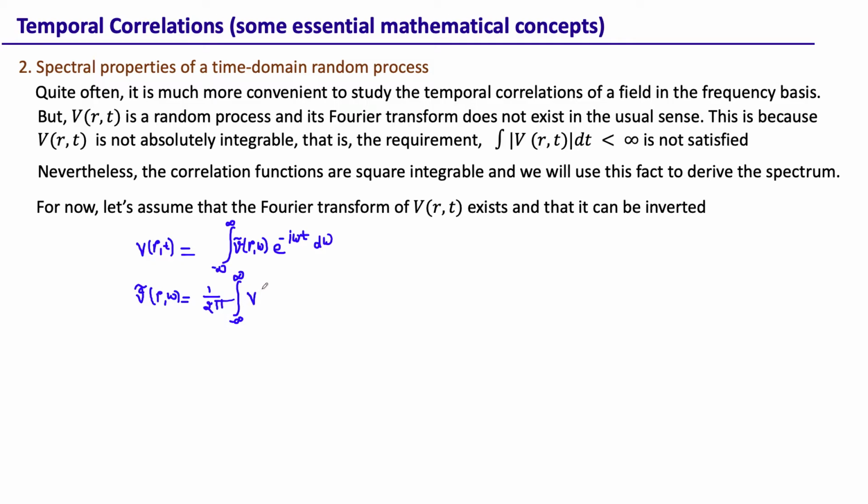So, this is V(r, t) = ∫ Ṽ(r, ω) e^(+iωt) dω. So, that is the Fourier transform of the signal and its inverse. Now, let us calculate the cross correlation function.